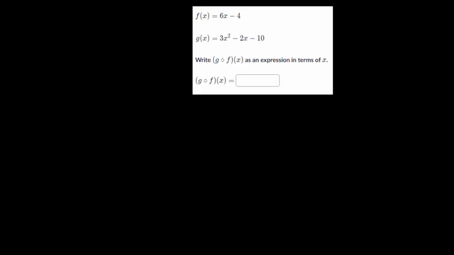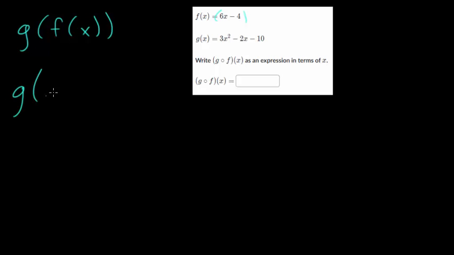And let's do one final question. So this one is asking what g of f of x is. Since f is closest to our letter, we know f is the innermost function. And we're going to plug in this 6x minus 4 and replace it for f of x. So we really have g of 6x minus 4.